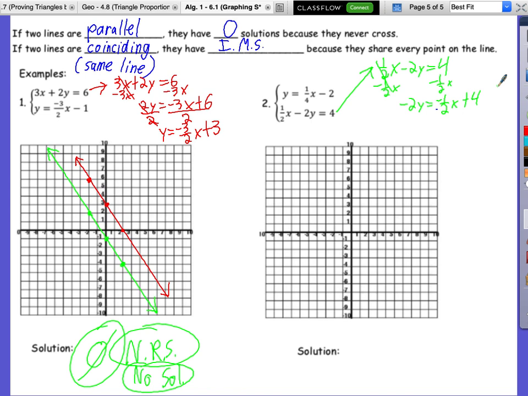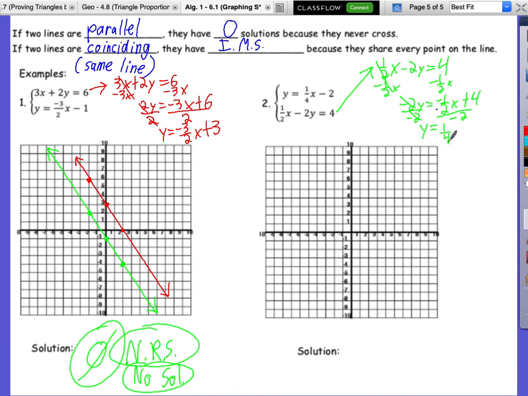What's our next step to get y by itself, rather? Jacob. You're stretching, but I'm counting it. How do we get y by itself? Divide both sides by negative 2. Negative 2y divided by negative 2 is just y. What's negative 1 over 2 divided by negative 2? Negative 1/4.